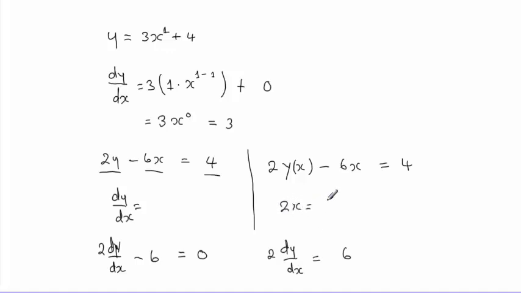like 2x equals 8. So all you need to do here is divide both sides by 2, because our unknown here is dy/dx. So dividing both sides by 2, we get dy/dx equals 6 divided by 2, which equals 3. So as you can see now, dy/dx here is 3. We arrived at 3 applying implicit differentiation.